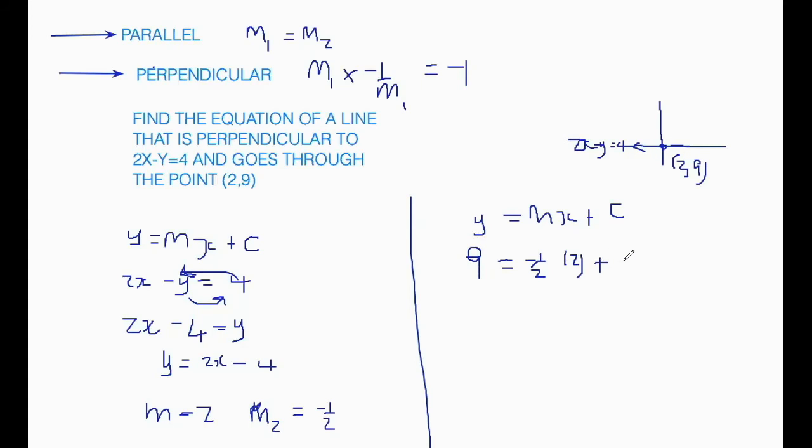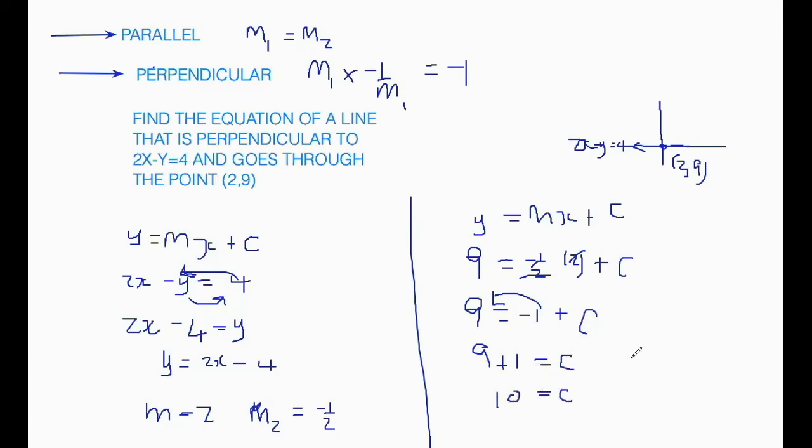And the constant is what we're really finding. So we say 2 times 1/2, that cancels. So I have 9 is equal to -1, because the 2 cancels, plus c. Then we carry over the -1, so it becomes positive. So we have 9 plus 1 equal c. So c is equal to 10.